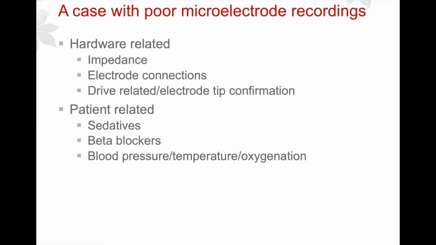Then there are patient-related factors. They could be too sedated. Their eyes could be closed. Or the anesthesia team ended up giving some beta blockers.